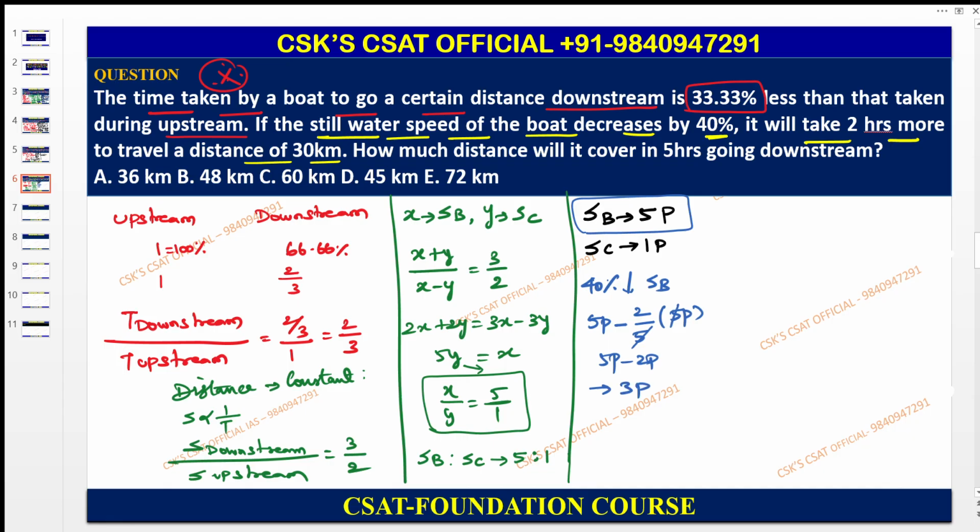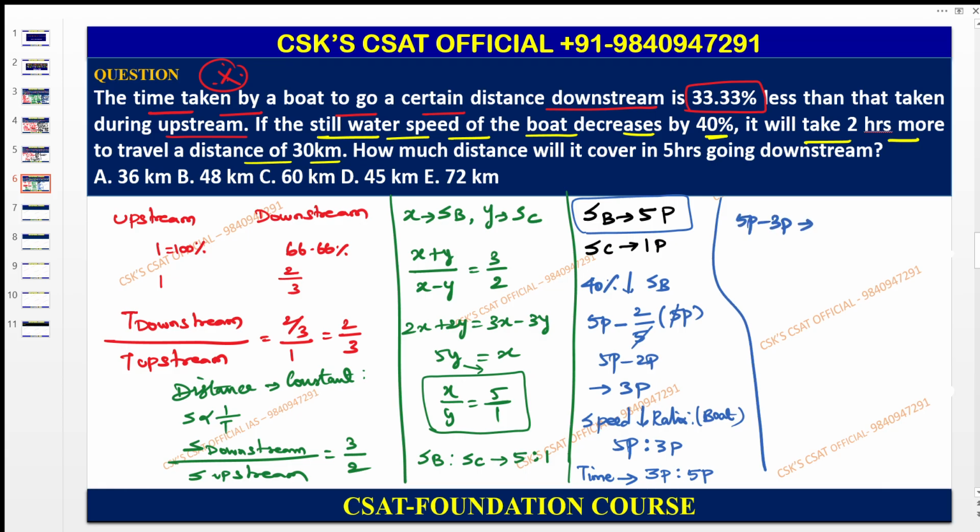Now, whatever the speed decreased ratio is, we can find it here. The speed decreased ratio is the actual with respect to the boat. Try to understand: the actual becomes 5p, and after this much reduction, it becomes 3p. You have found it with respect to the speed. Then what would be the time here? Inversely proportional, which means the reciprocal of that: 3p and 5p. That time difference provided here is 5p minus 3p, which is equal to 2 hours.